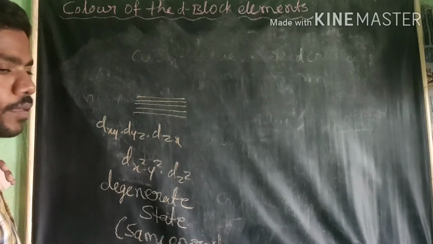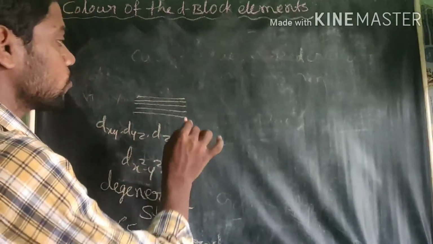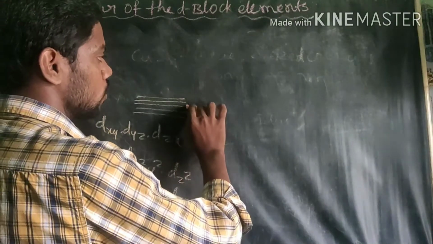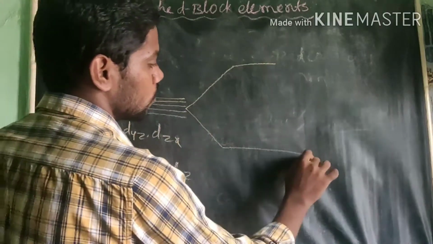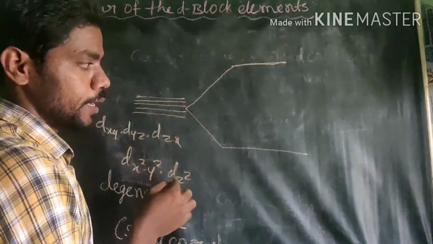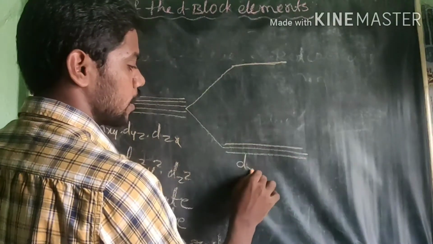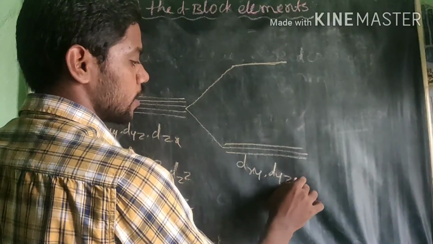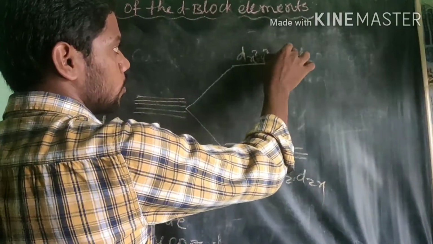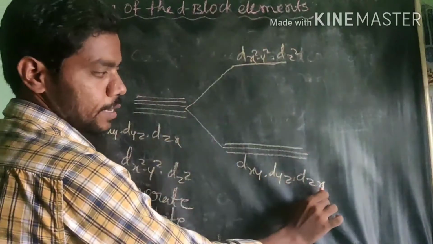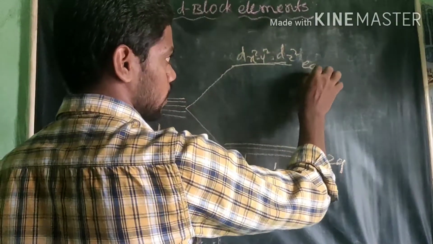Whenever orbitals have the same energy, they are going to split. They are going to split to give 2 sets of suborbitals. These are dxy, dyz, dzx, which are 3 orbitals, therefore they are called T2g, and dx square minus y square and dz square, which are 2 orbitals, therefore they are called only Eg.